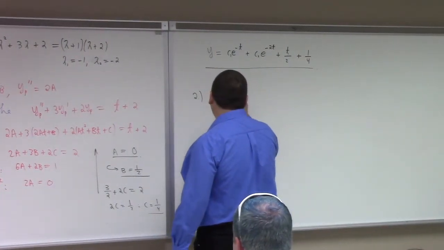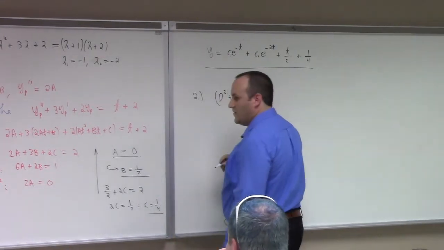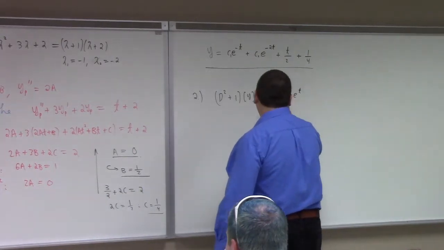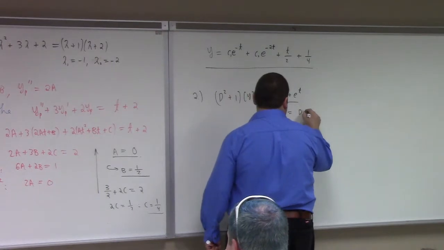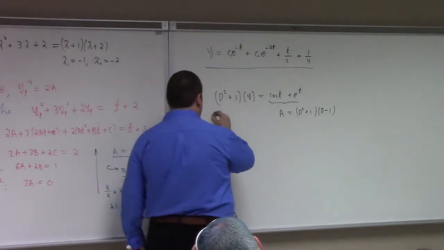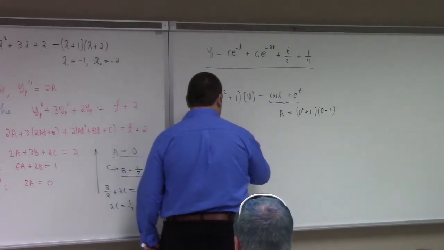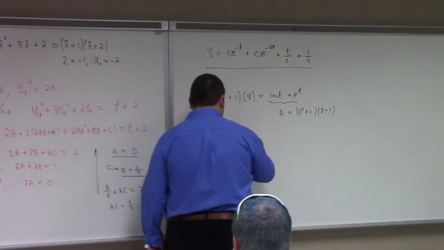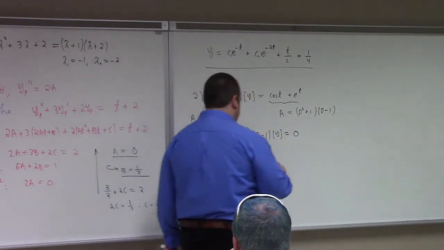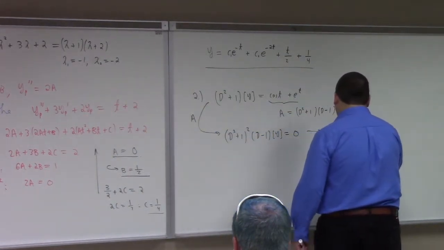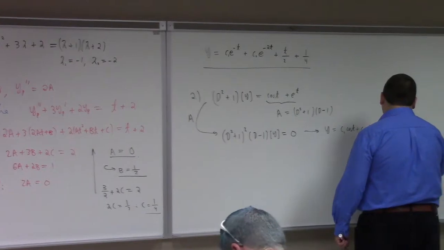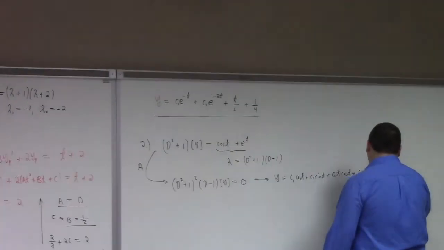Number 2, we're looking at d squared plus 1 acting on y equal to cosine of t plus e to the t. This warrants an annihilator of d squared plus 1 times d minus 1. So we get d squared plus 1 squared times d minus 1 acting on y equal to 0, which of course has general solution y equal to c1 cosine t plus c2 sine t plus c3 t cosine t plus c4 t sine t plus c5 e to the t.